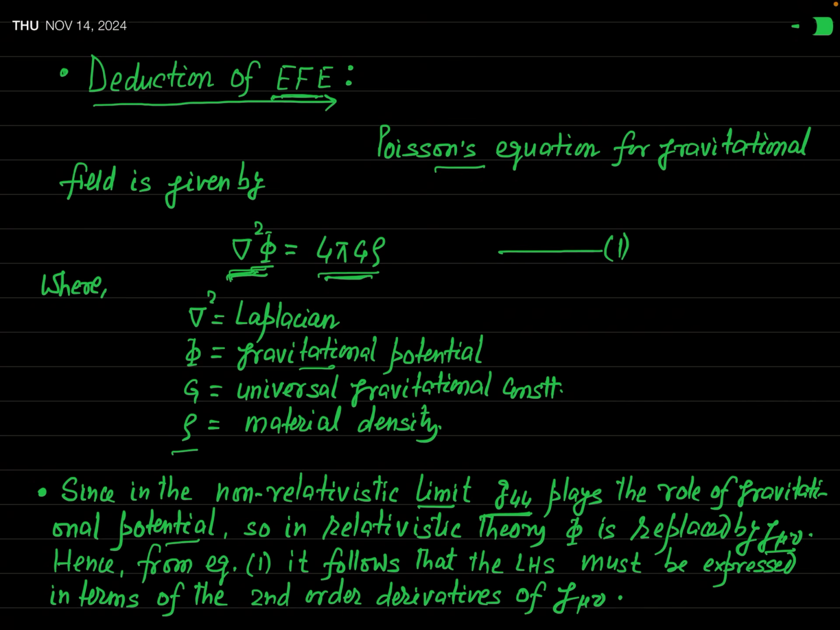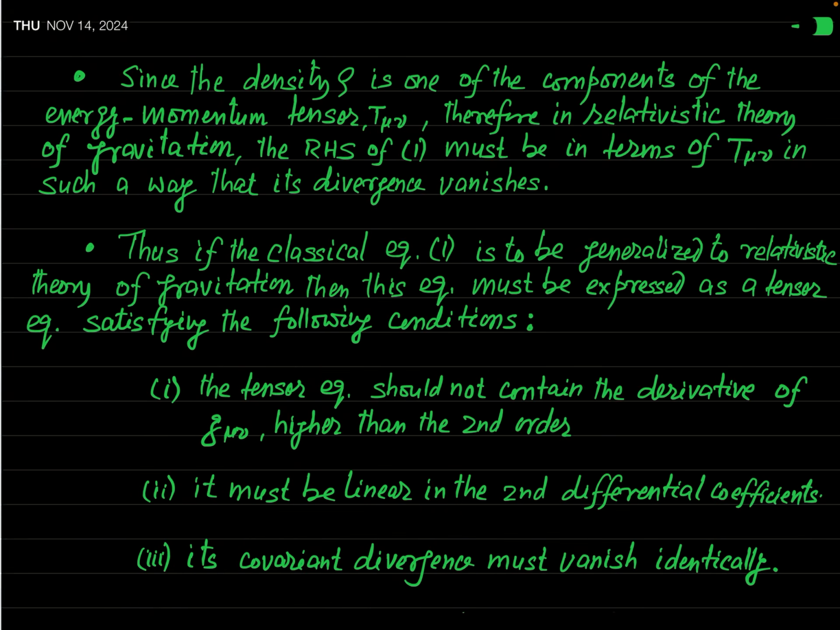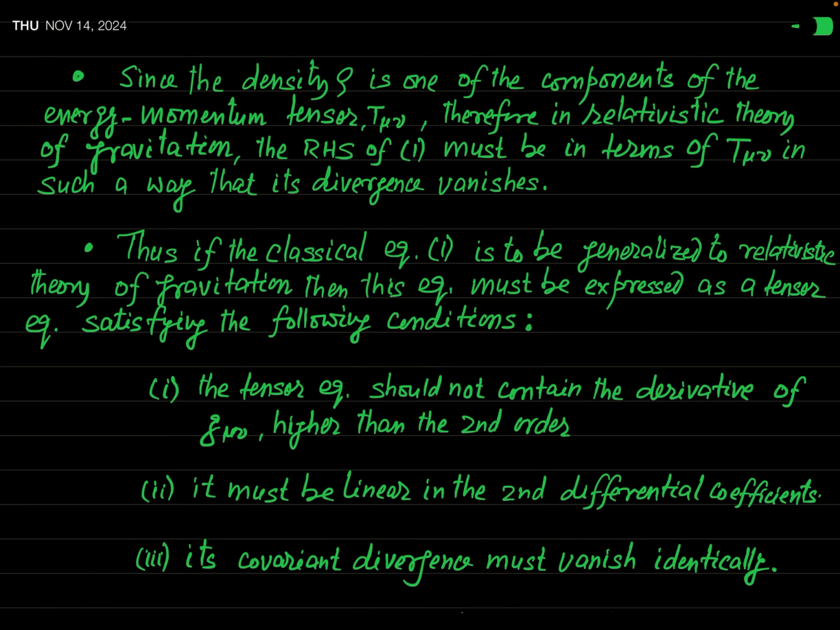Therefore, the LHS of this equation 1 must be expressed in terms of the second order derivative of the fundamental tensor G mu nu. Definitely, because here the Laplacian, a second order partial differential operator, is operated on phi. So the LHS of this equation must be expressed as a second order partial derivative of the fundamental tensor G mu nu. But how can we write such a term?